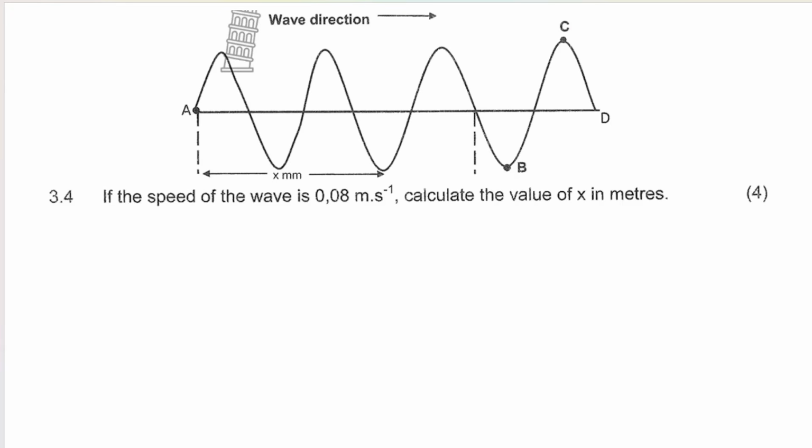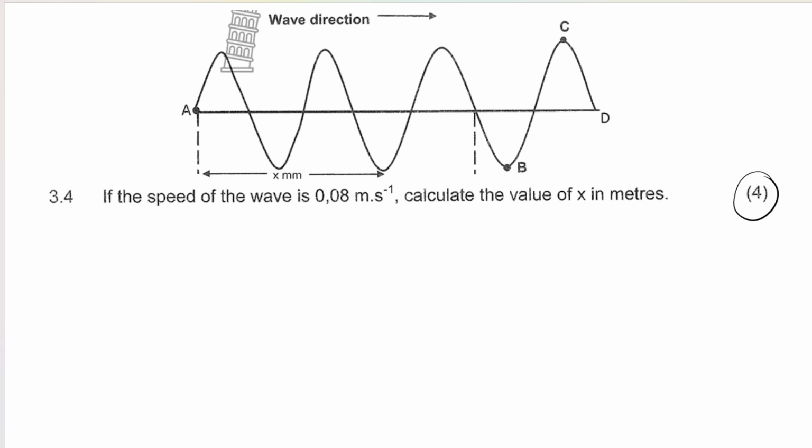They say if the speed of the wave is 0.08 meters per second, calculate the value of x in meters. Now this is 4 marks. And seeing that this is 4 marks should tell you that there's quite a little bit of working out that we need to do over here.